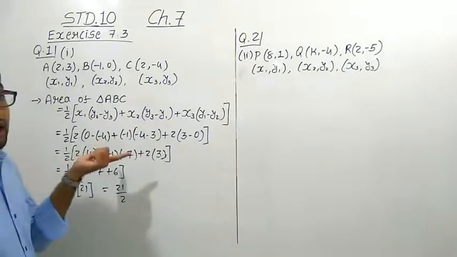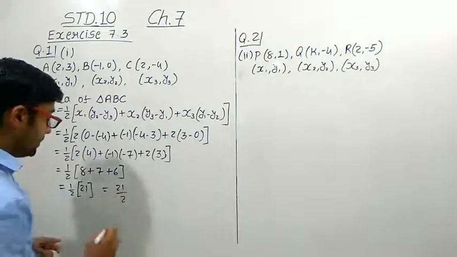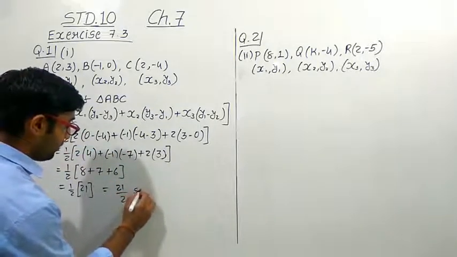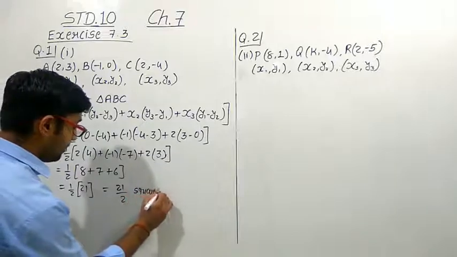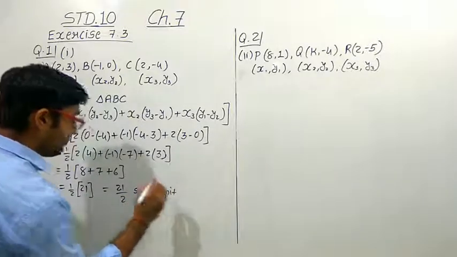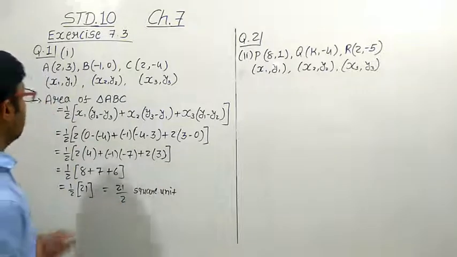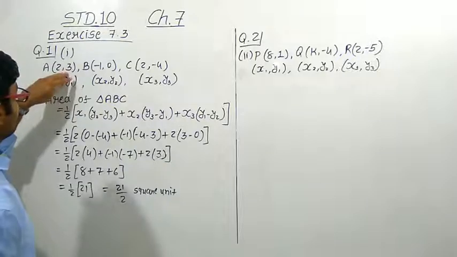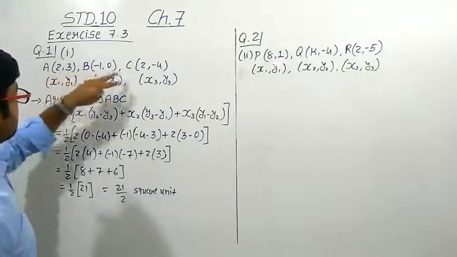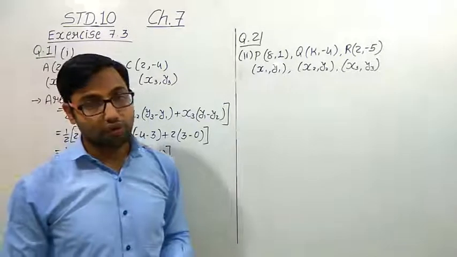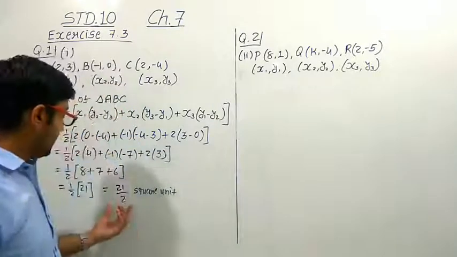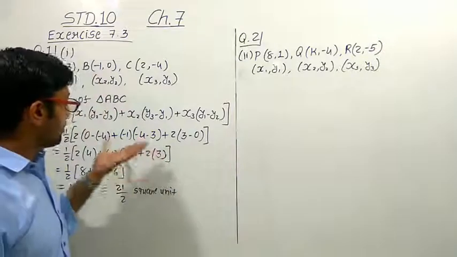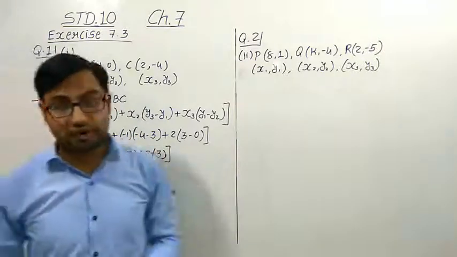This is the area of the triangle, and its unit, whatever the unit is, we have to make it square. So we can write square unit, right? So this is the area of the triangle formed by these three vertices, A (2, 3), B (-1, 0), and C (2, -4). This is the area, 21 upon 2. In this way you can solve the other questions given in question number 1.